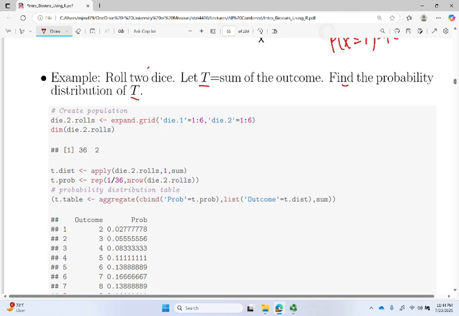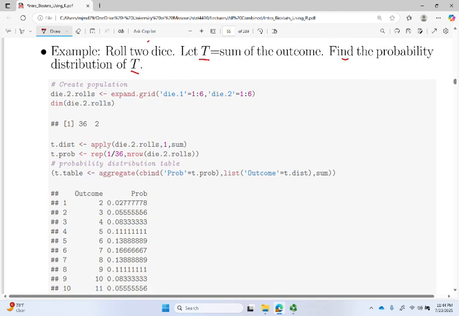So notice that t can only take on the values 2 through 12, right? If we roll double 6 or double 1 or anything in between, and each of these values have different probabilities associated with it. And so this is just one way to find the probability distribution of t.